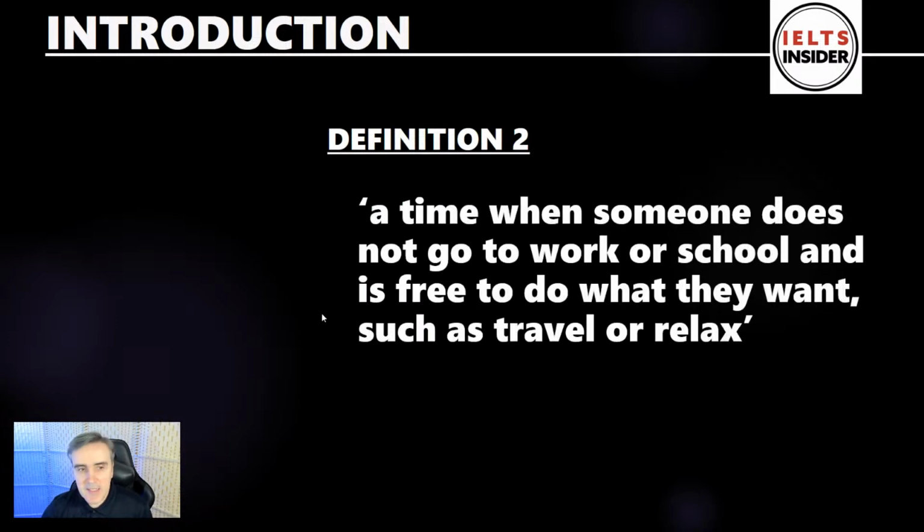Now, the second definition. When we read this, the first part is the same. So it is a time when someone does not go to work or school, but it's not any special day. So the person this time is free to do what they want, such as travel or relax. And these kinds of holidays are usually off of work for maybe 1 week, or if you're very lucky, maybe you get 2 weeks off of work or school.